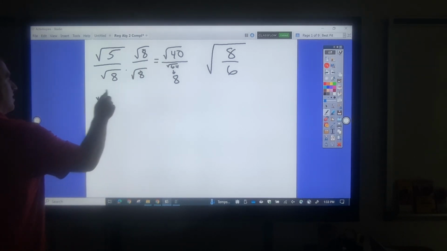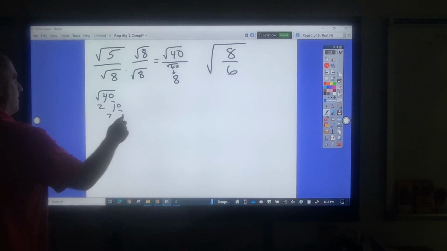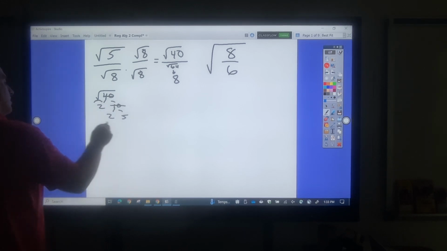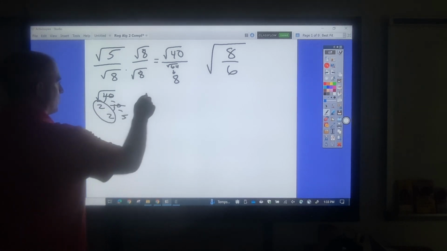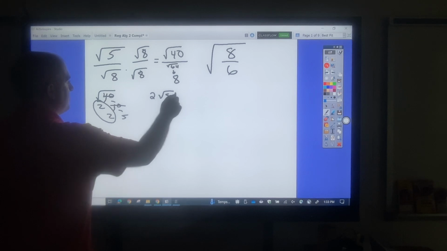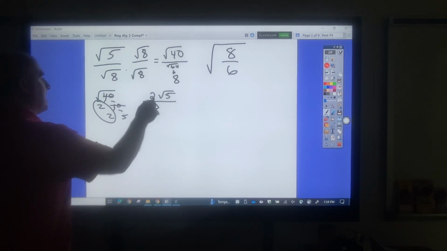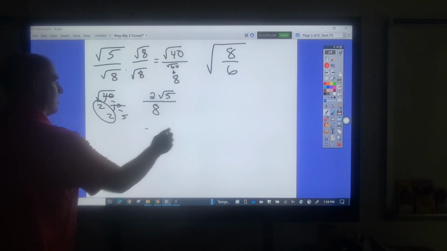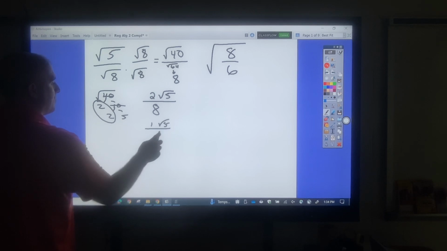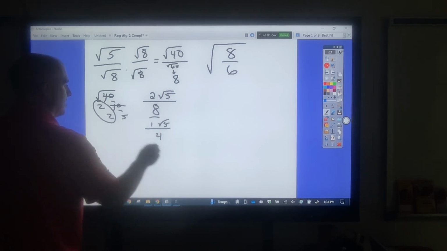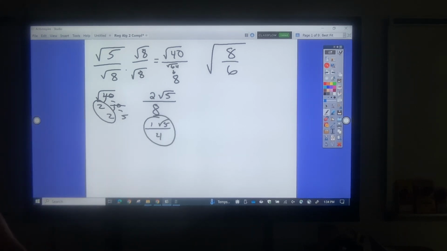Now, the 40, you're going to break down into 2 and 10, 2 and 5. Here's your pair, okay? So I have 2 square root of 5 up top. On the bottom, I have 8. If I reduce that, I could divide both of those by 2, which would give me 1/4, okay?